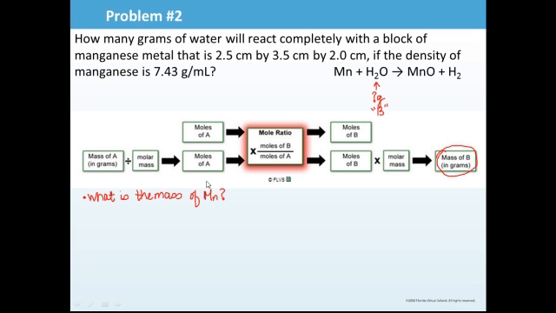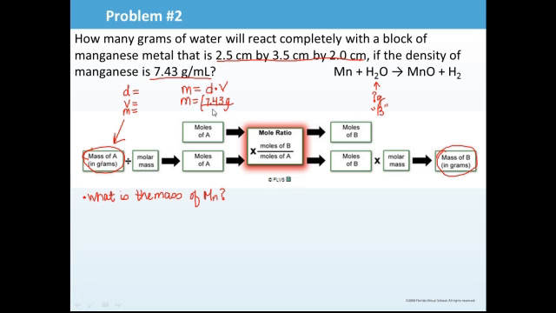The reason why I knew that I have to convert to mass of manganese is because it gave me this information, which is length times width times height, and it gave me the density. So basically it gave me the density, it gave me measurements that I can use to calculate the volume, which means I can solve for the mass of manganese. And once I have the mass of manganese, then I can start my stoichiometry here. Mass equals density times volume.